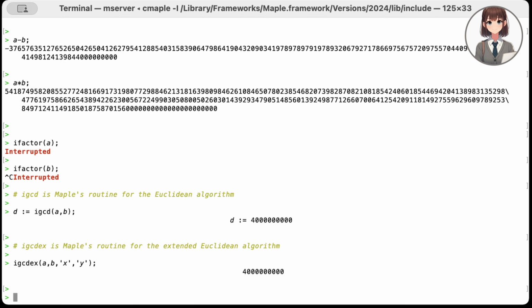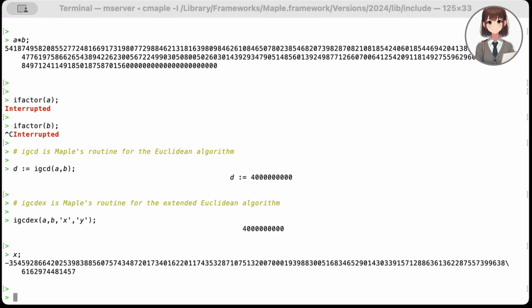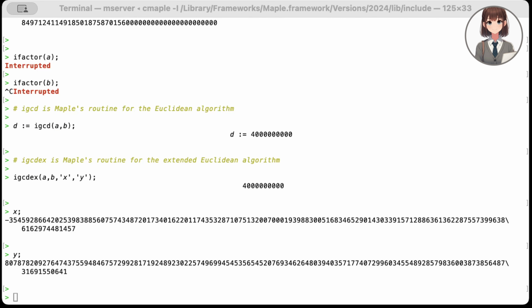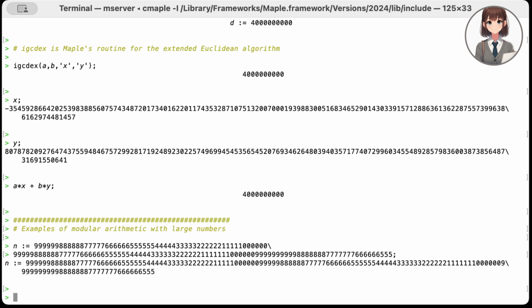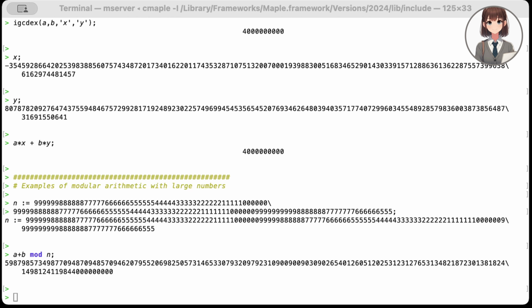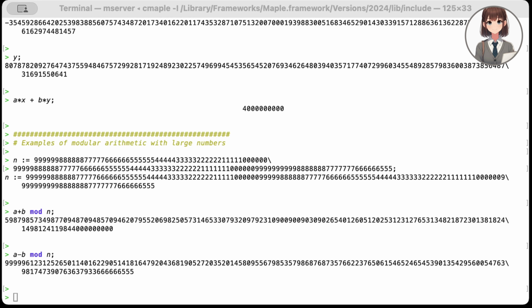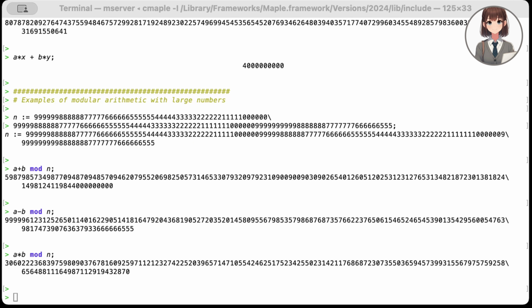To check the answer, we will use the extended Euclidean algorithm to find integers x and y, such that ax plus by equals the GCD of a and b. So here's x, and here is y. Finally, we'll check that ax plus by equals the GCD, which it does. Let's next define a modulus n for mod n operations. Maple can quickly compute a plus b modulo n, their difference modulo n, and their product modulo n.